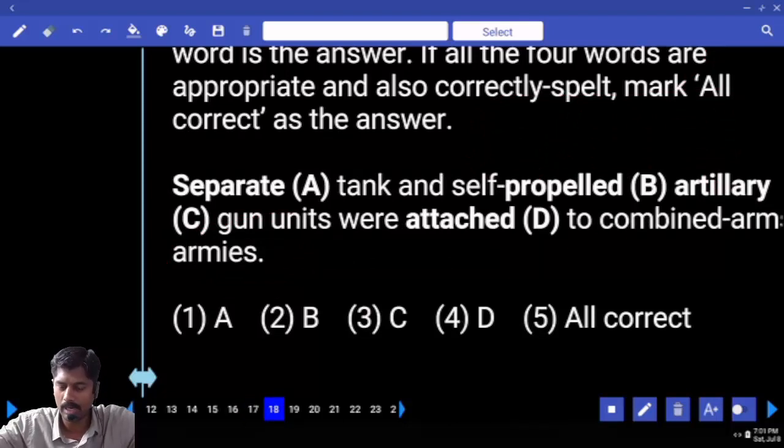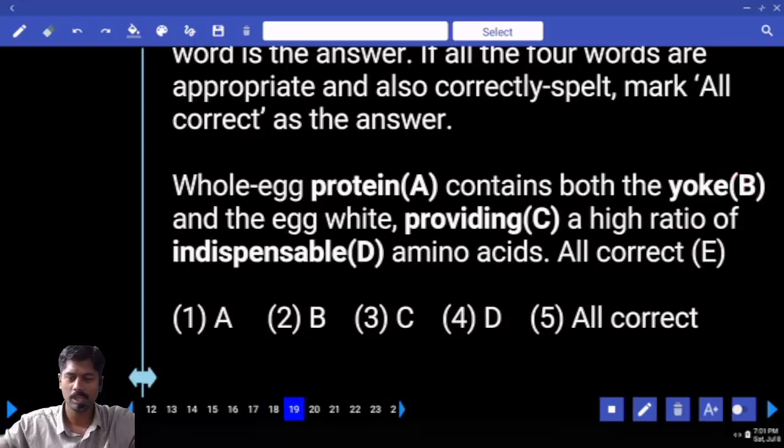Separate, propelled, artillery, attached. Correct spelling. ERY. Exercisement. ERY. Protein, yolk, providing, indispensable. Yolk, what is correct, yolk?